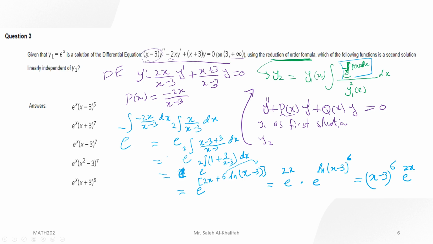تمام. طبعا صعوبة السؤال فقط في applying this or finding this integration. Now we found this term. The second solution y2 will be, we said that it is y1, which is e to the power x, integration of the expression we found, what is it? e to the power 2x multiply by x minus 3 to the 6th power, right? Yes, right. Over y1 squared. What is y1? Well, it will be e to the power x all squared.